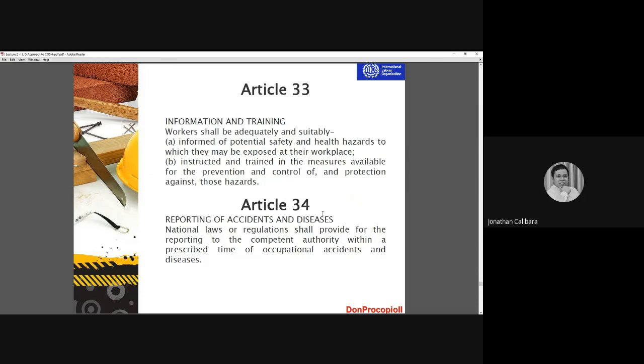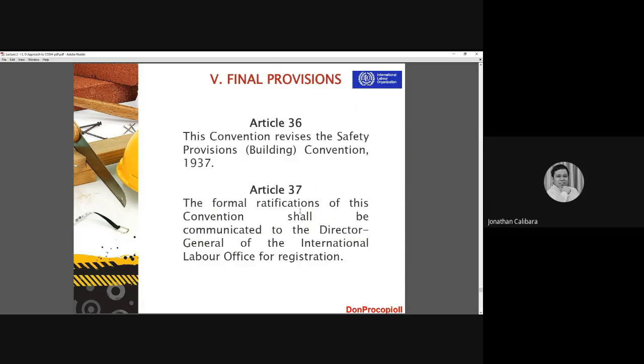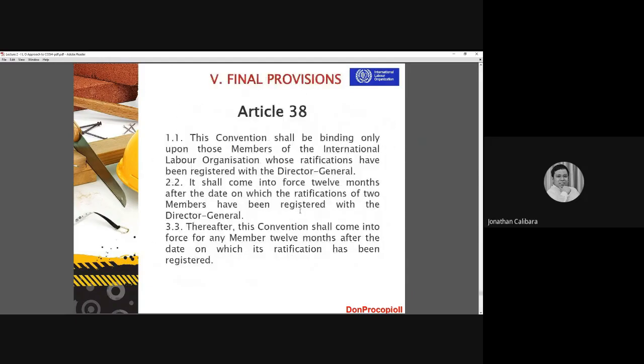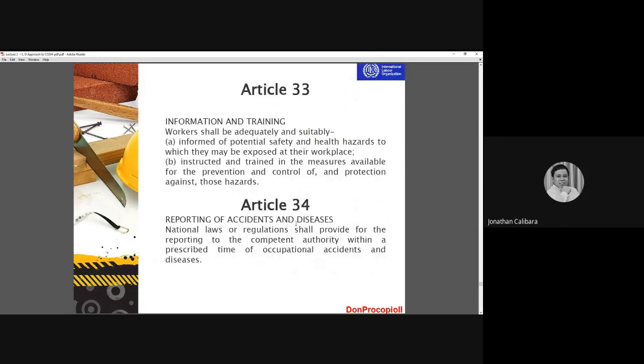Article 34 is about reporting of accidents and diseases. So, just try to get certain contact numbers, the contact numbers of the person to whom you can report the accidents or diseases that happen in your area.